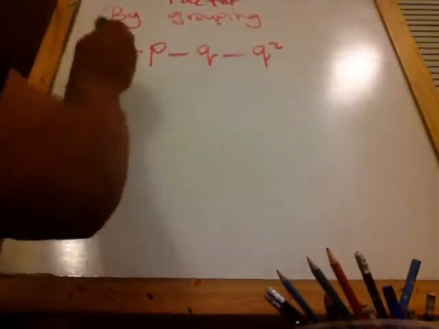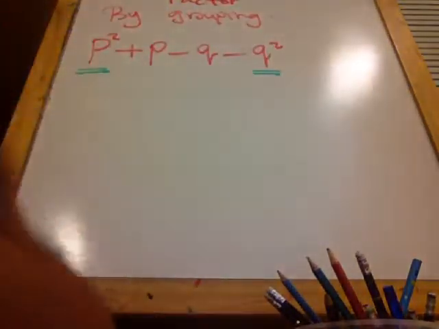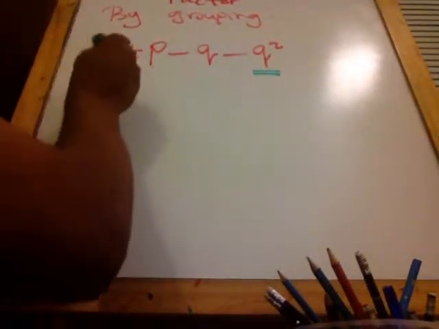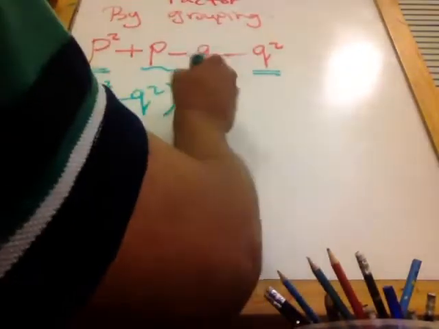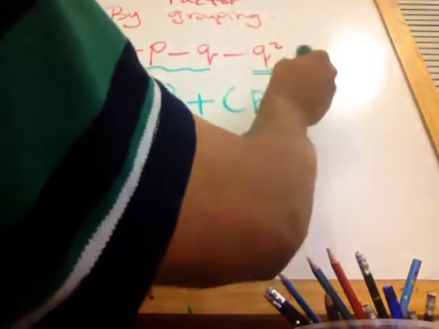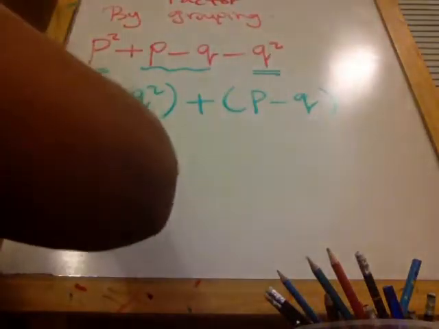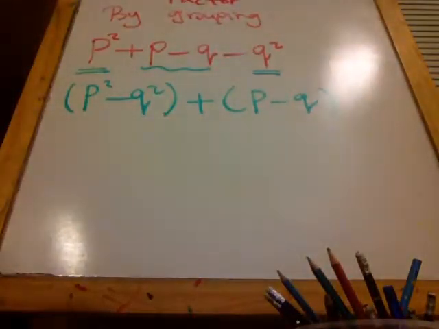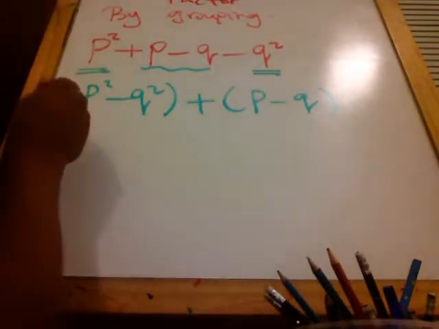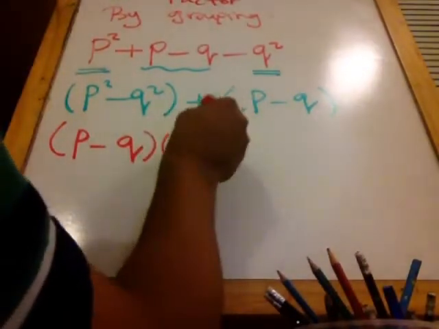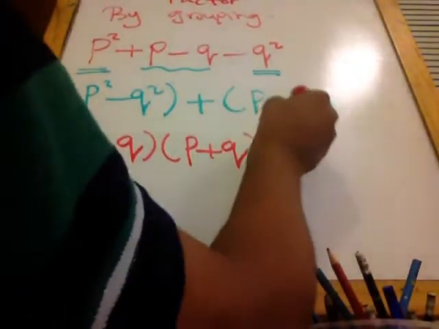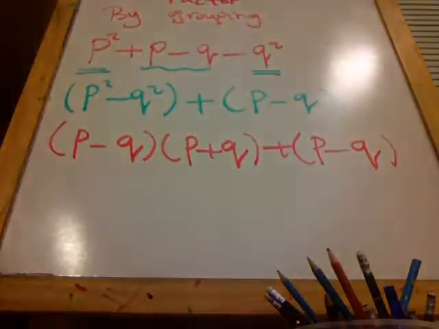Let me take p squared with the q squared. So I'll get p squared minus q squared. And the rest, group them together, you get p minus q. So the first group is here, the second group is here. Now we can factor this as a difference of two squares, which is p minus q times p plus q, plus here is p minus q, the second group.